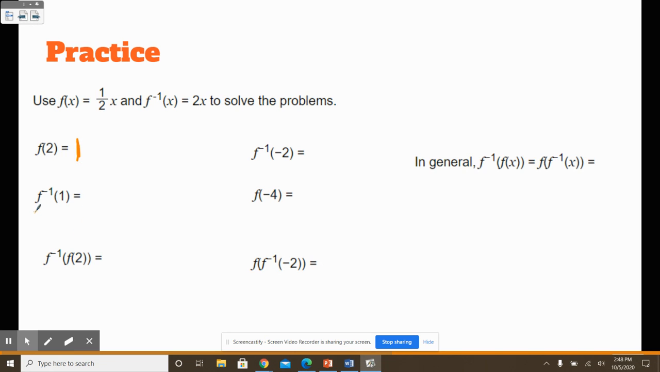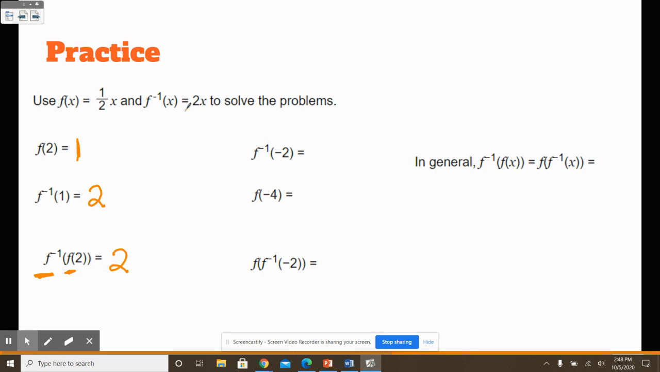So what's f inverse of 1? F inverse of 1 would bring us back to 2. So f inverse of f of 2, one thing does it, the other thing undoes it, and we're just left with 2.